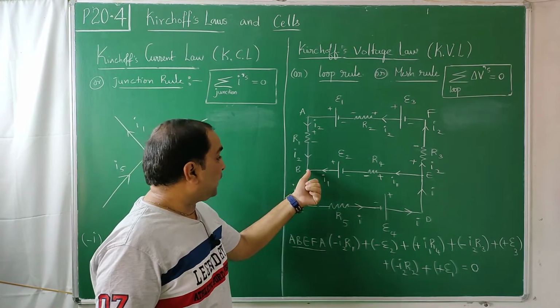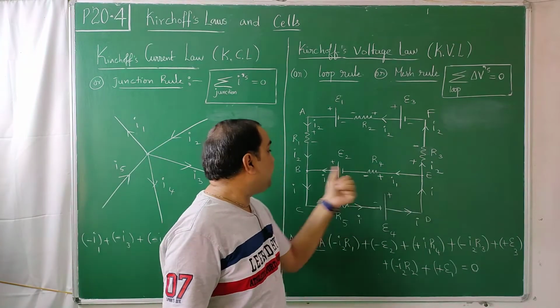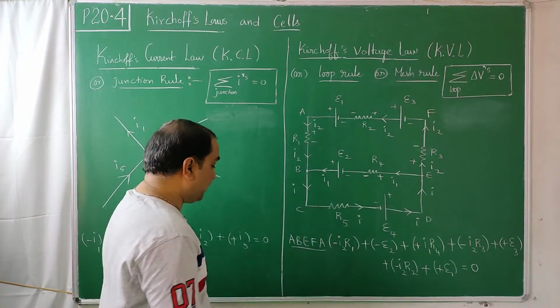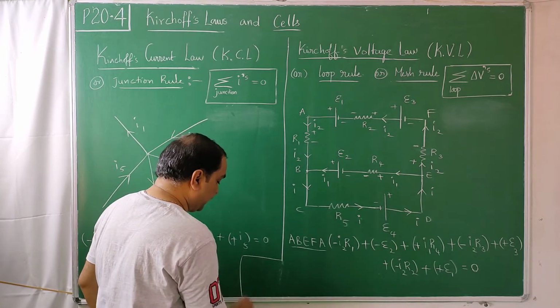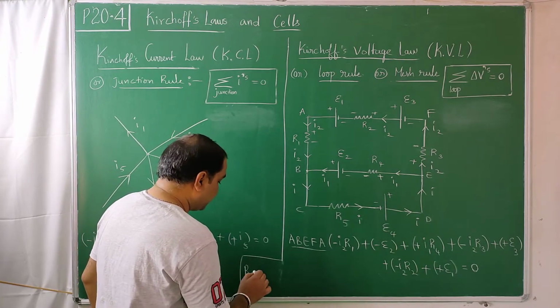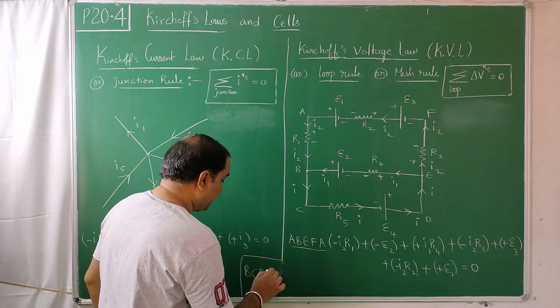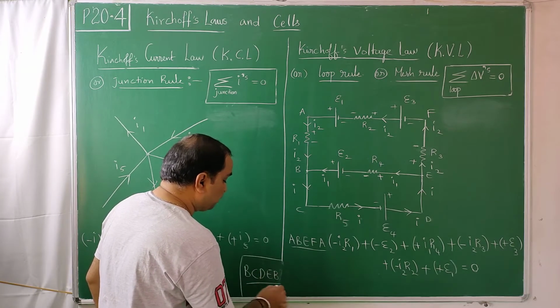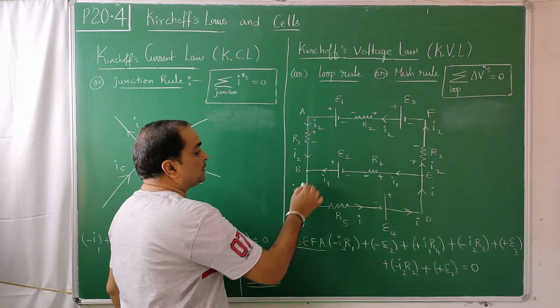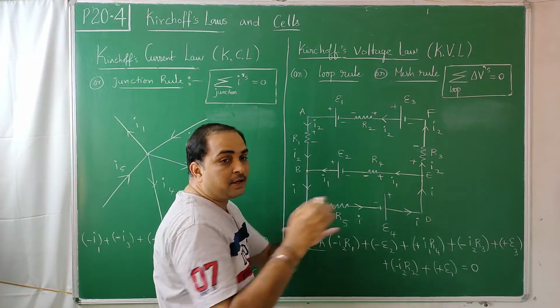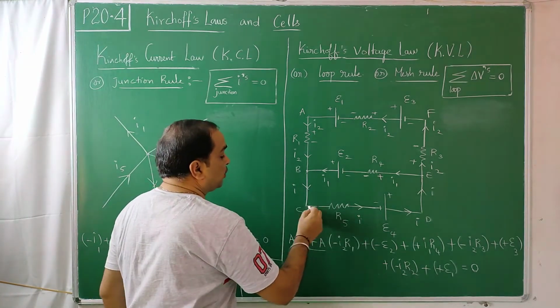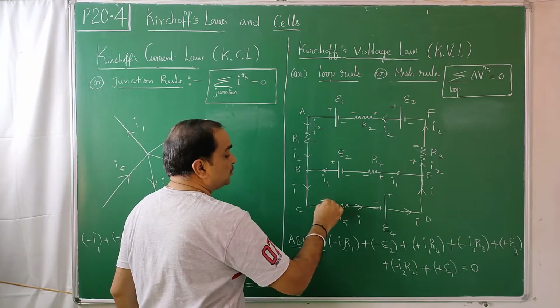Suppose you want to take B, C, D, E, B. Let us take that. This place is needed for me, so I will take it here. B, C, D, E, B. It's another loop. So I started from B to C. There is no resistor, no gadget which eats energy or pumps energy. So here you are going, and current is going like this. This is plus, this is minus.